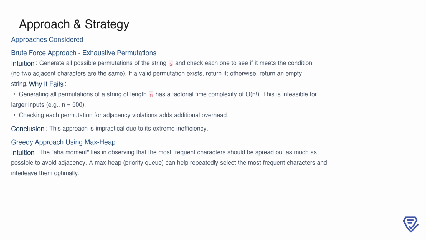A more promising idea is to use a greedy strategy with a max heap. The insight here is that the most frequent characters in the string are the ones most likely to cause adjacency conflicts. By leveraging a max heap, we can repeatedly select the most frequent characters and interleave them in a way that avoids placing the same characters next to each other. This approach is much more efficient and directly addresses the problem's constraints.